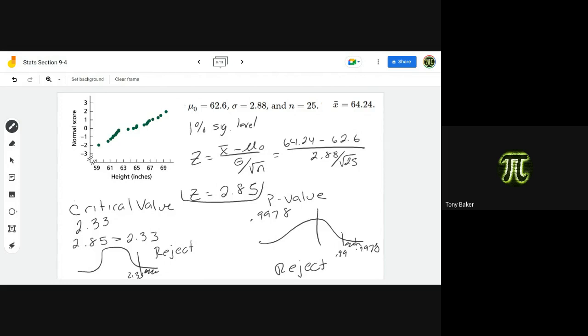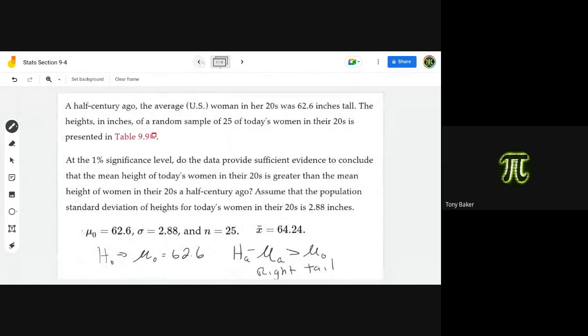Okay, so for this situation, we've rejected the null hypothesis. Okay, so since we rejected the null hypothesis, your assumption is that the heights for women today are higher than they were 20 years ago. Okay, that's what you would say.